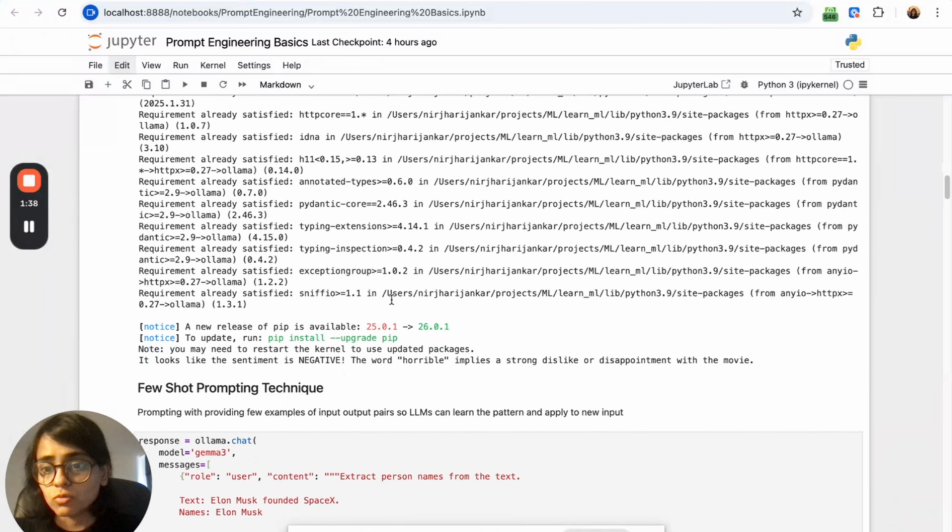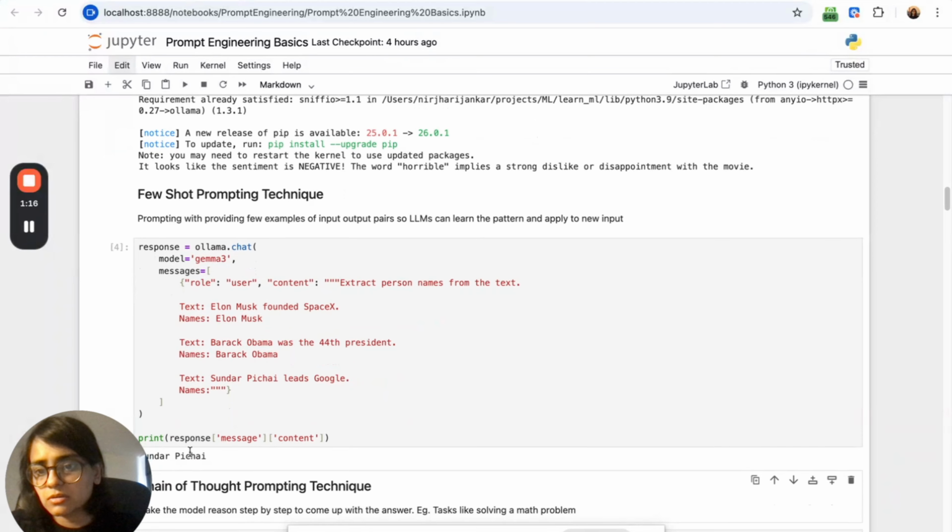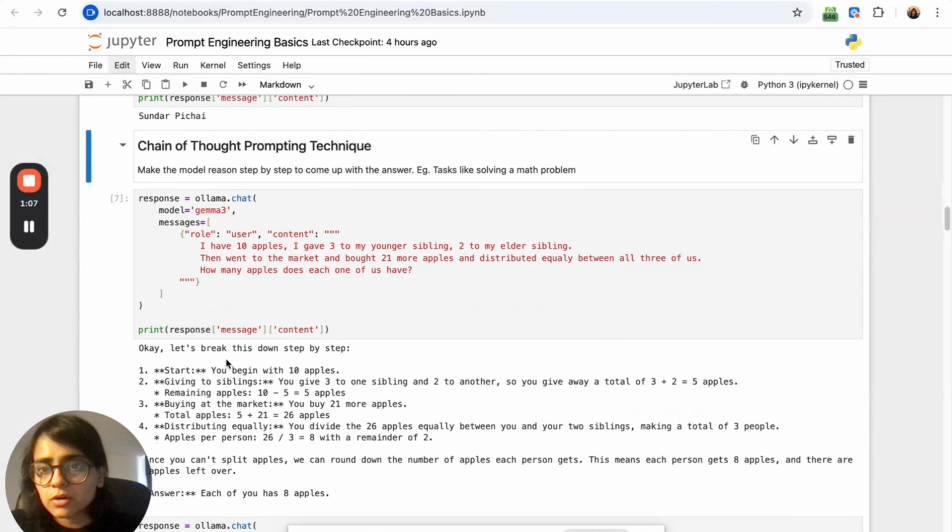Then you need to move to the few shot prompting, where you will be providing LLMs with a few examples in order to learn the pattern, and then the LLM will be able to do better on a new input that you give. So, for example, here I have instructed the LLM to extract the person's name, and I have given it a few examples, and then I gave a new input text, which it did a good job of extracting the name from. Next is the chain of thought prompting.